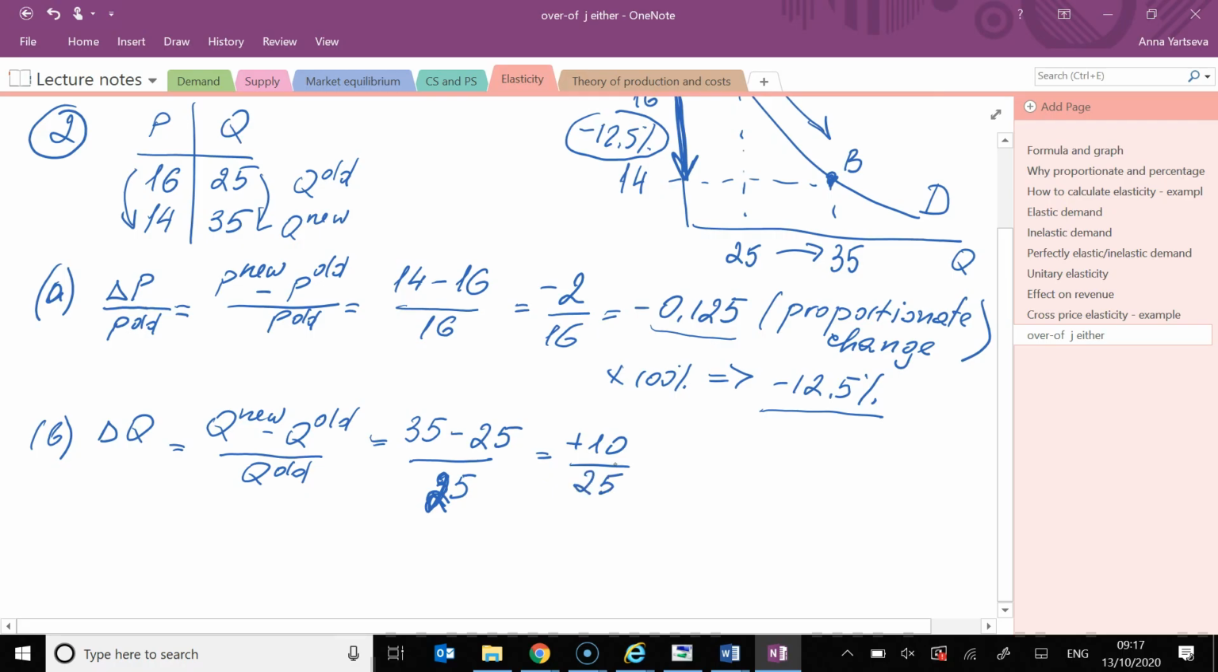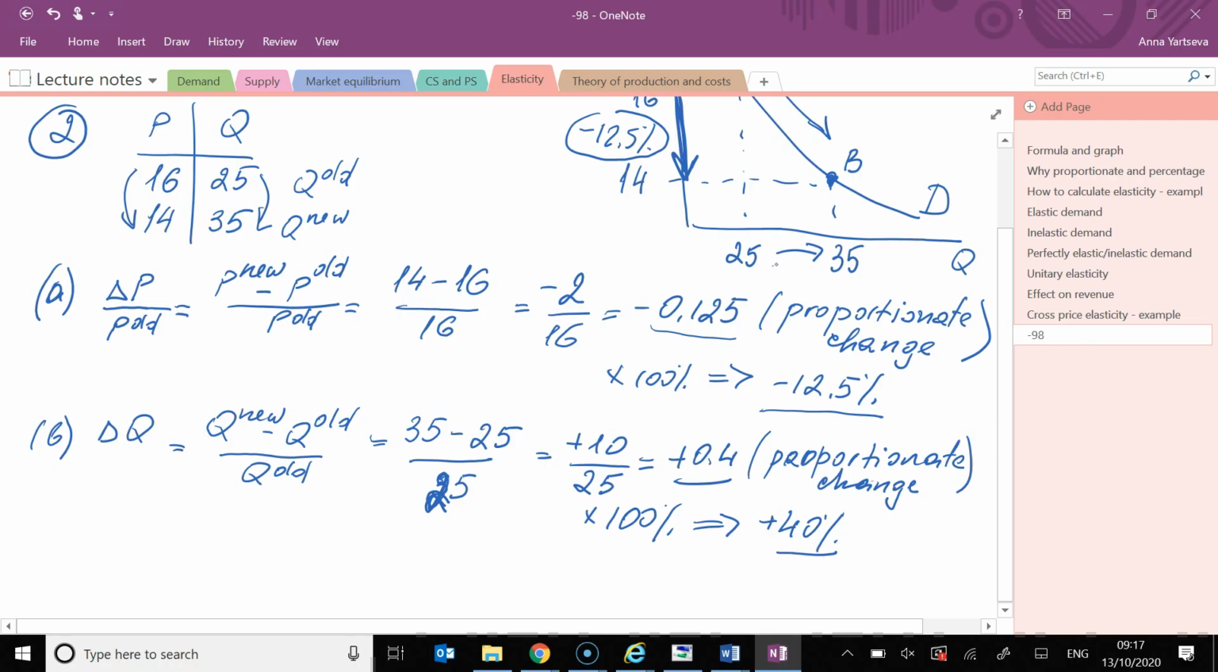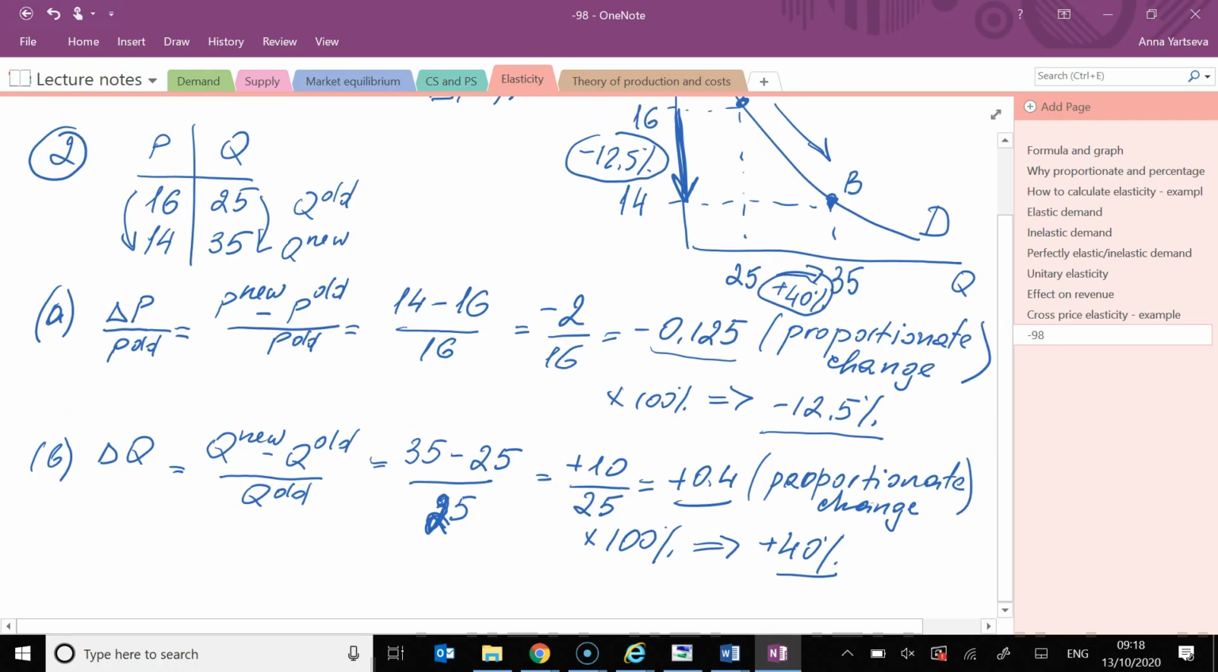So 10 is an absolute change divided by 25, which happens to be plus 0.4, will be our proportionate change in quantity. Proportionate change in quantity, plus 0.4. And if we want to turn this into percentages, then we just multiply this by 100%, which means that our quantity has increased by 40%, plus 40%. So that's what we are having.